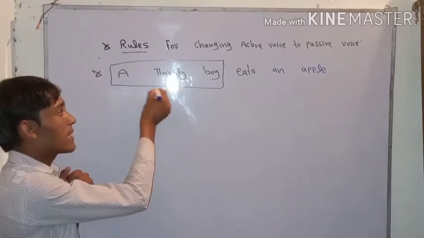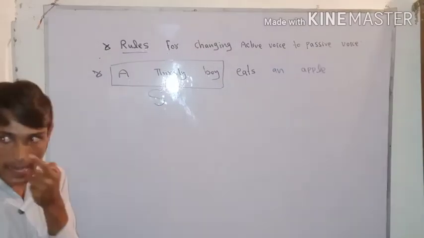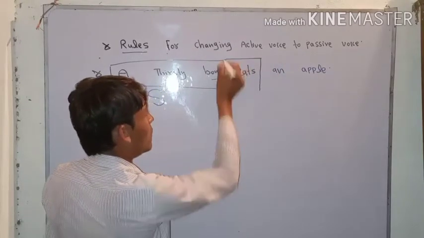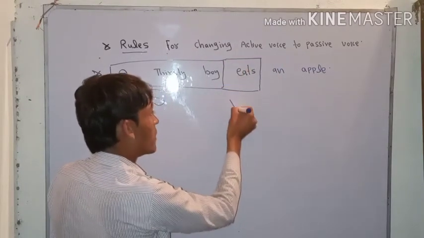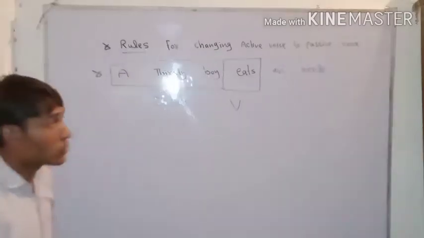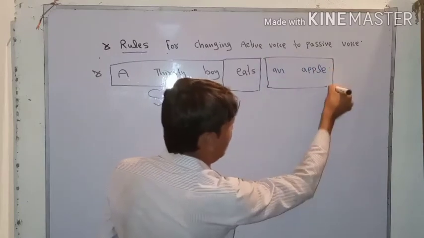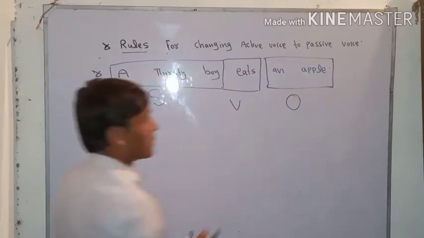So we can write here that it is called S. The second one is called verb. So we can simply write here that it is called verb. Now the third one is called object. That is called object of the sentence.